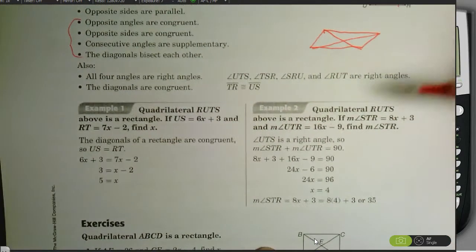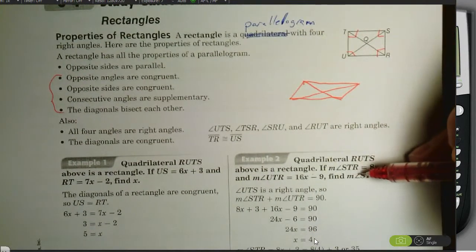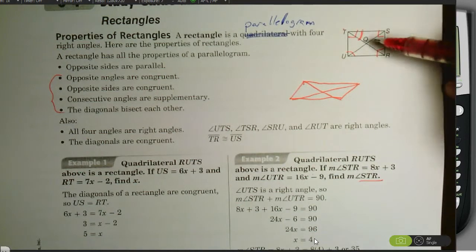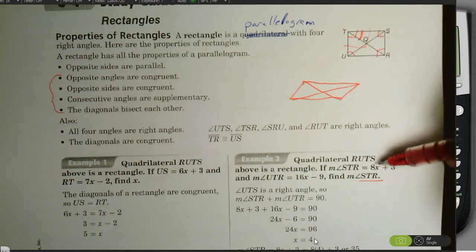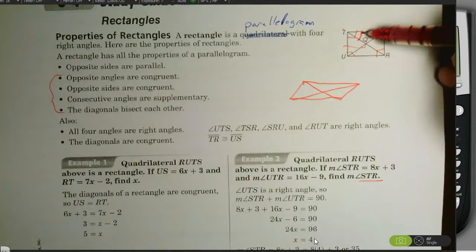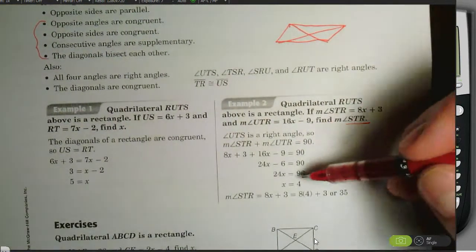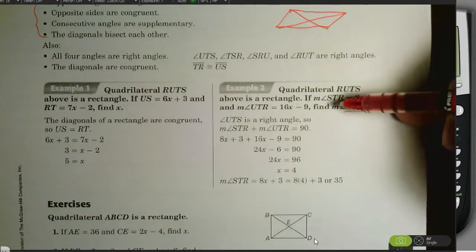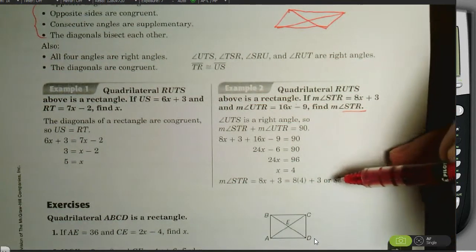Another question specific to a rectangle would be, it's a rectangle, solve for some angles. In this case, find the measure of STR. STR is this angle right here. It is part of the bigger angle that's a right angle, so STR and UTR have to add up to 90 degrees together because they make a right angle. Set them equal, solve for x, and then plug that x back in. We get x is 4, and then we plug 4 back in for angle STR, which is 8 times 4 plus 3, which is 35.